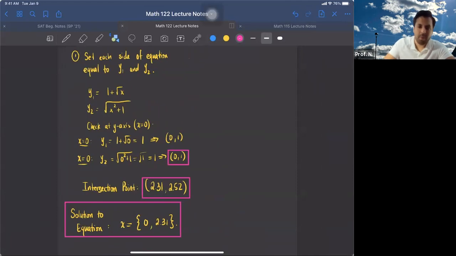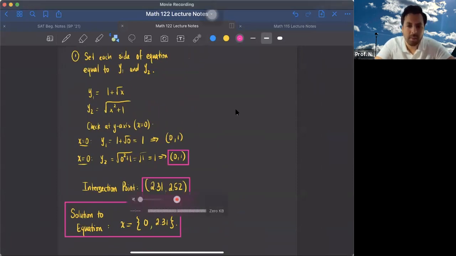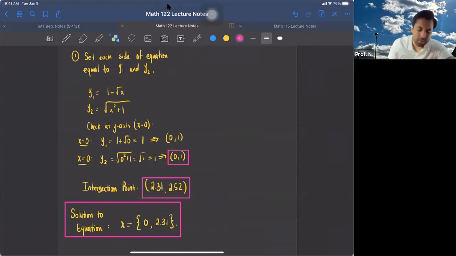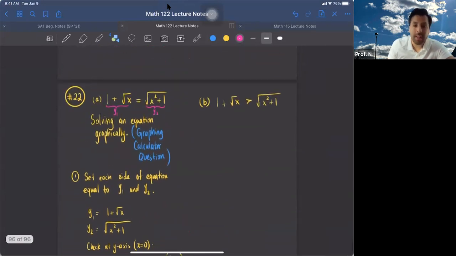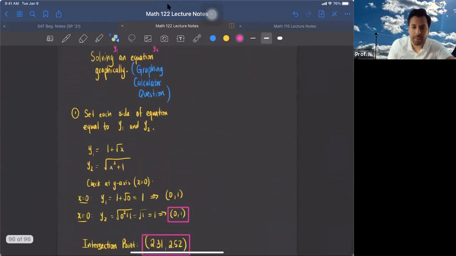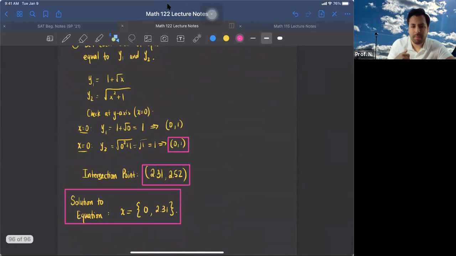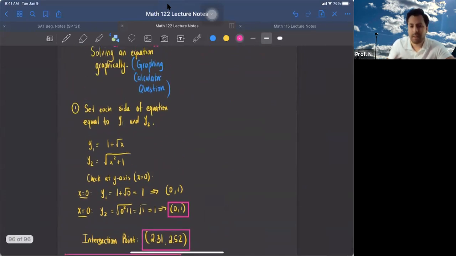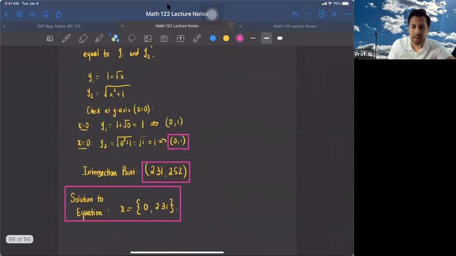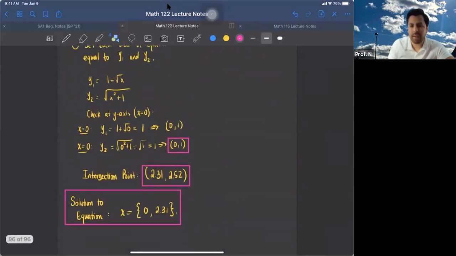Again, this is more of a calculator question. So if you know how to deal with the calculator, then this should be fine. We were able to solve the equation, and if you notice, you can apply the same procedure to any equation now. It doesn't matter what equation it is. As long as you have a graphing calculator, you can graph them and use the intersect function to find the intersection points.